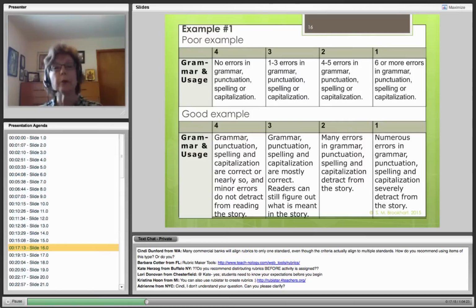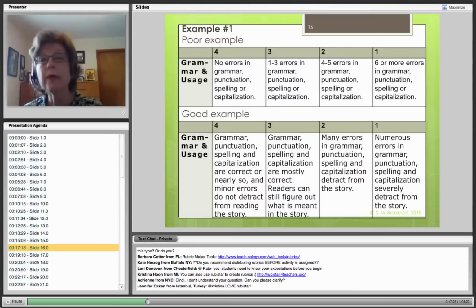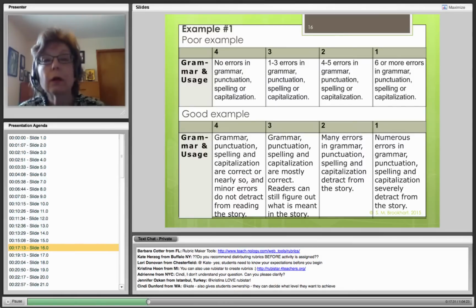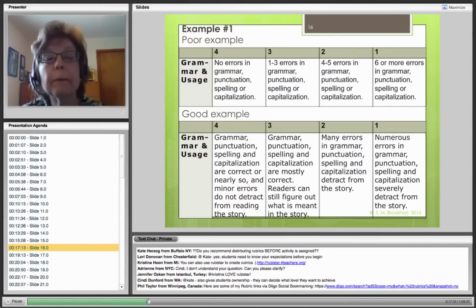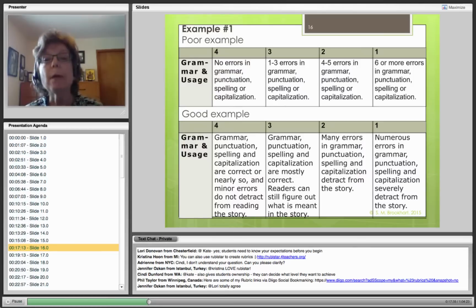So here's an example that, again, if there weren't 900 of you, I'd have you tell me what's the difference. But notice that in the first one, and this, by the way, is not a whole rubric, it's just one criterion from a larger rubric, for an elementary school story writing rubric. Notice that the top one simply counts errors.